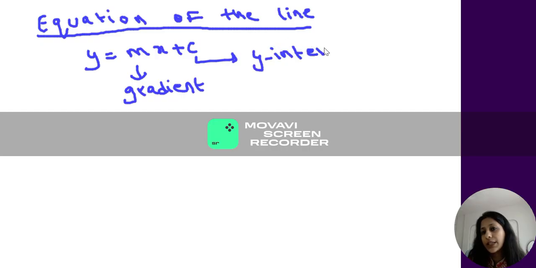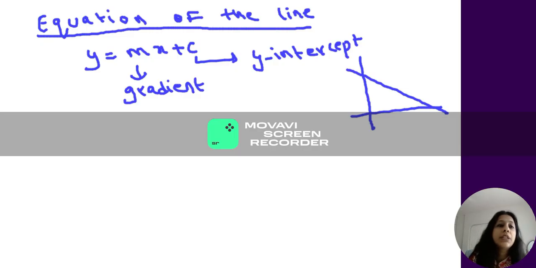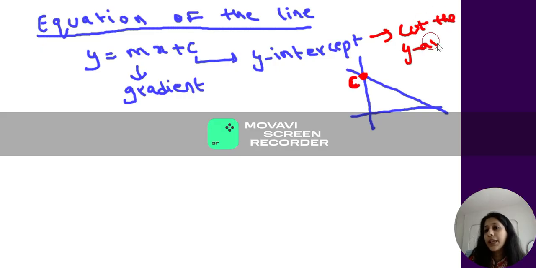Now what is this y-intercept? Let's say if I draw a line like this, right? The point where the line cuts the y-axis is your y-intercept c. That means the y-intercept is a point where your x is equal to 0, or where the line cuts the y-axis.